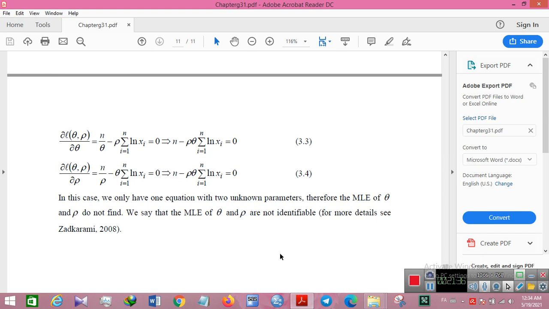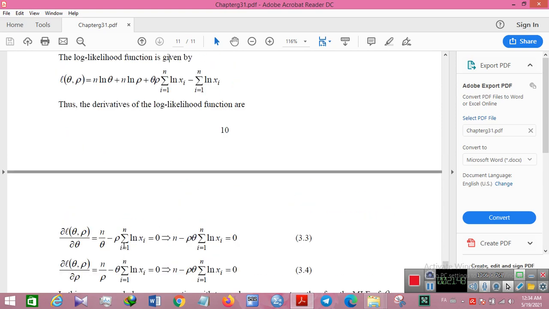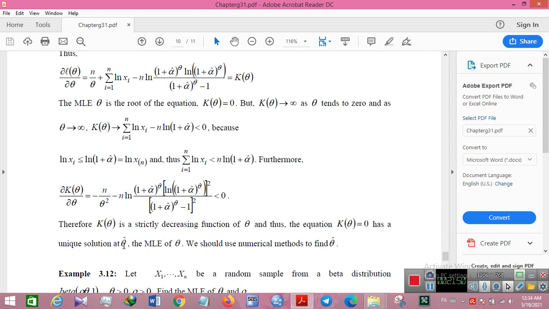For more details, you can see that academy paper, 2008. So the maximum likelihood estimator is a simple method to find point estimators and has some optimal properties.